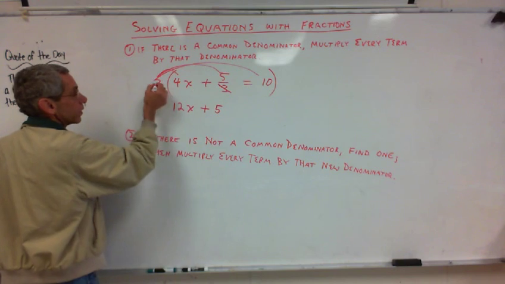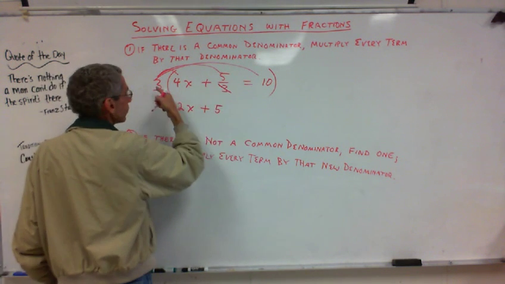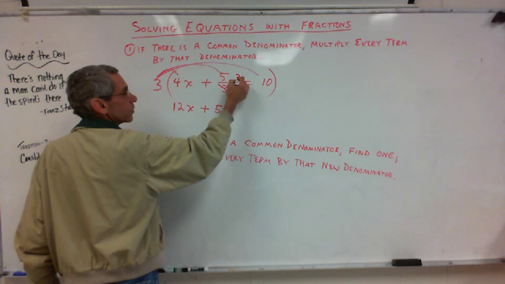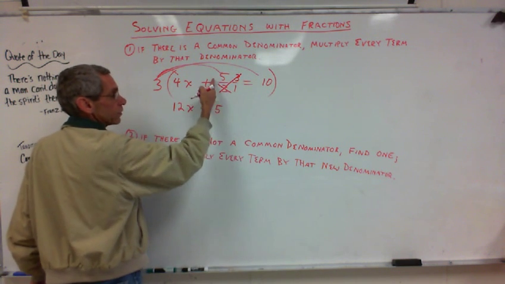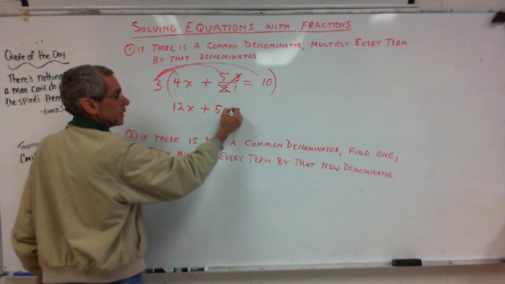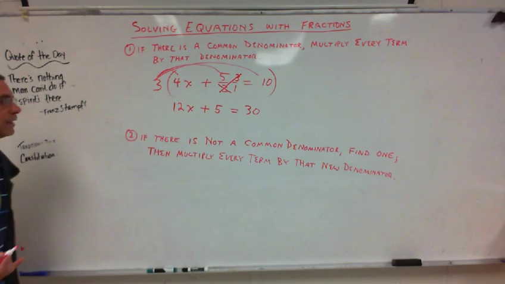Because look, 3 times the 3, doing 3 times 5/3 is the same as this. So look, the 3's cross out. So it's just 5. And then equals, 3 times 10 is 30. Now we have an easy problem.